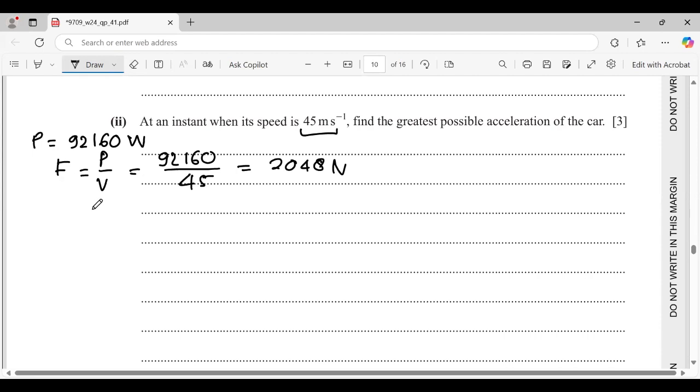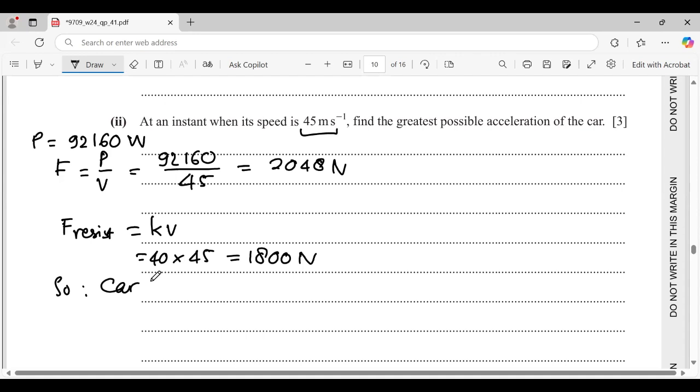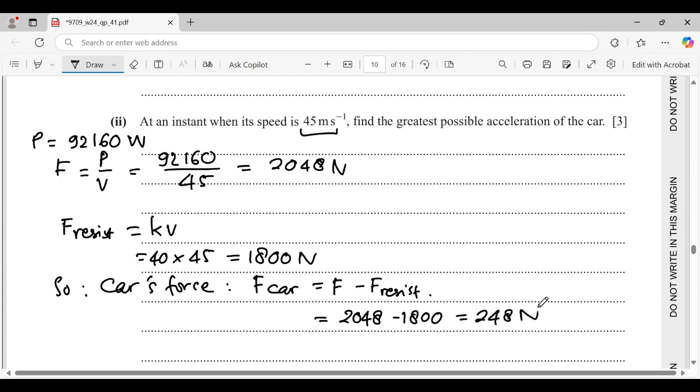Okay. And the resistive force formula is F resistive equals k times v, and it is 40 times 45. It is 1,800 newtons. So the car force is F car equals total F minus F resistive. So it becomes 2,048 minus 1,800. It is 248 newtons.